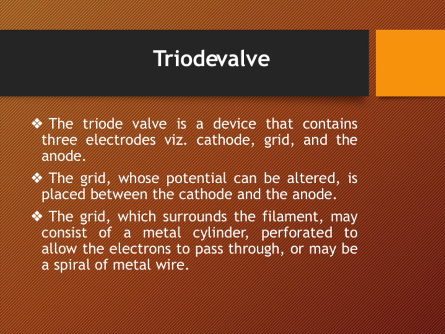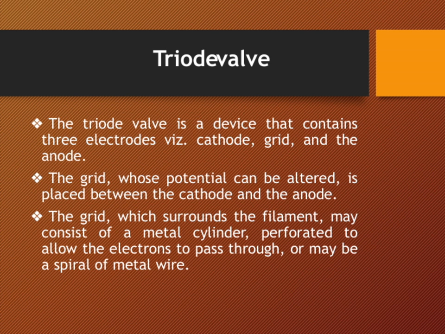The grid surrounds the filament, and it can be designed in different ways. One common design is a metal cylinder that's perforated, allowing electrons to pass through while still controlling their flow. Alternatively, it may be a spiral of metal wire, which also serves to control the electron movement. This control capability is what makes the triode so important in amplification and switching applications. It's a key component in early electronic circuits, and understanding its structure helps us grasp how the basic principles of electronics evolved.